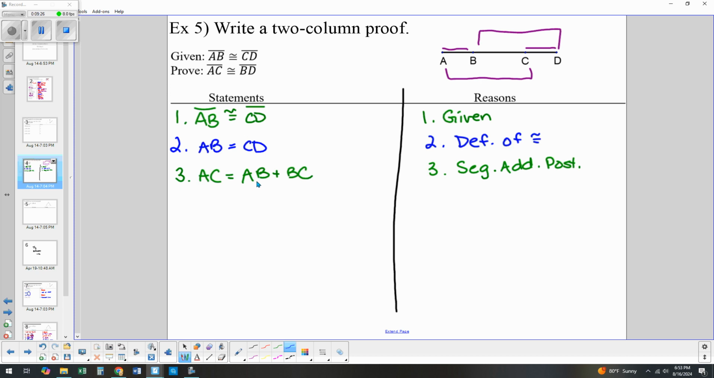And if I look at what I have right now, AB is the same as CD, so I can replace the AB here with the CD. So I'm going to do that. Substitution. So we still don't have BD in the problem, and we know it has to get there by the end. So I'm going to do the segment addition postulate for segment BD. So BD is really made up of CD and BC.